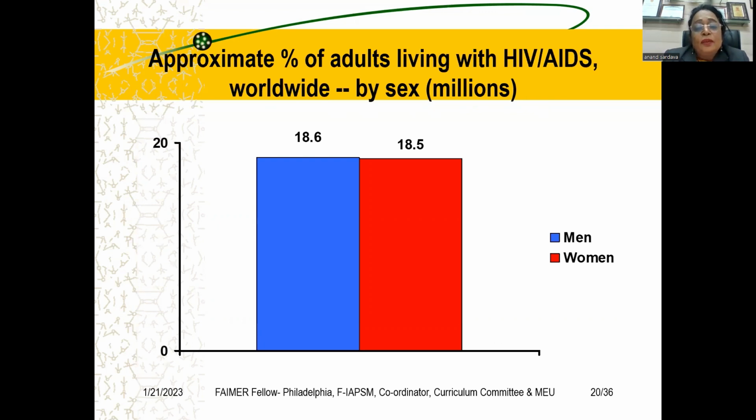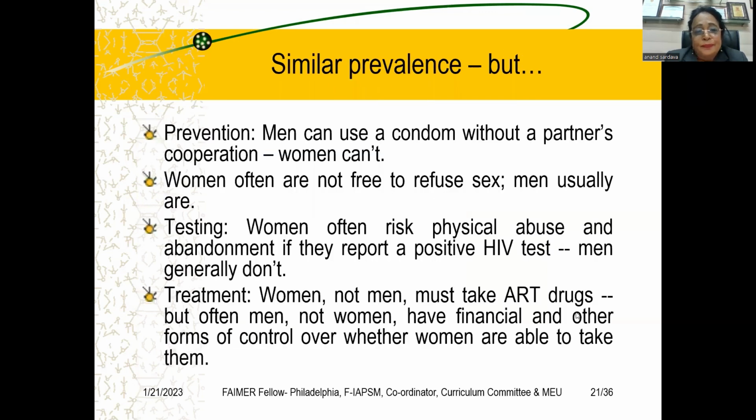Do we believe it? Now this is a problem where prevalence and incidence are the same, but still we see that the health of women who are living with HIV is lower than that of men. What can be the reasons? Now, prevention: there is similar prevalence, but there are differences in other aspects.